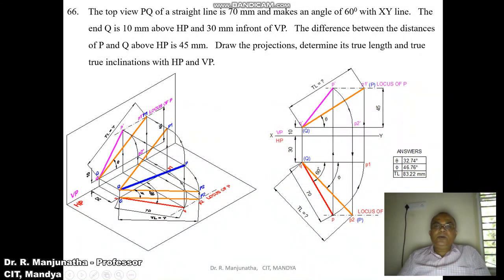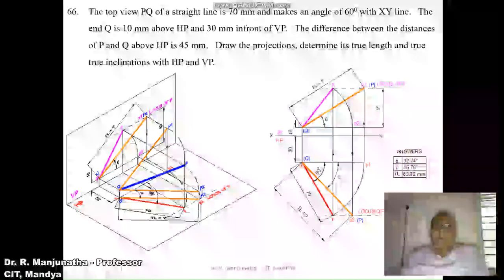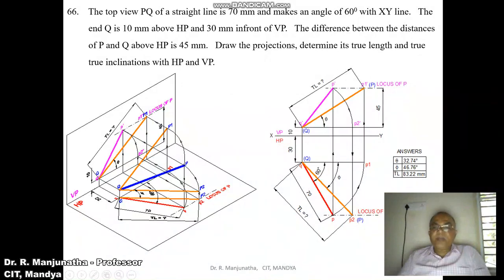Then join Q dash P1 dash, which is going to be the true length line, and theta will be the inclination with respect to HP. Now similarly, we need to find out the true length in the horizontal plane. When you want to find the true length in the horizontal plane, again you take this QP and rotate it and make it parallel to HP. As Q is above HP by 10 mm, P2 should also be above HP by 10 mm. So now the line is parallel to HP, that is QP2.